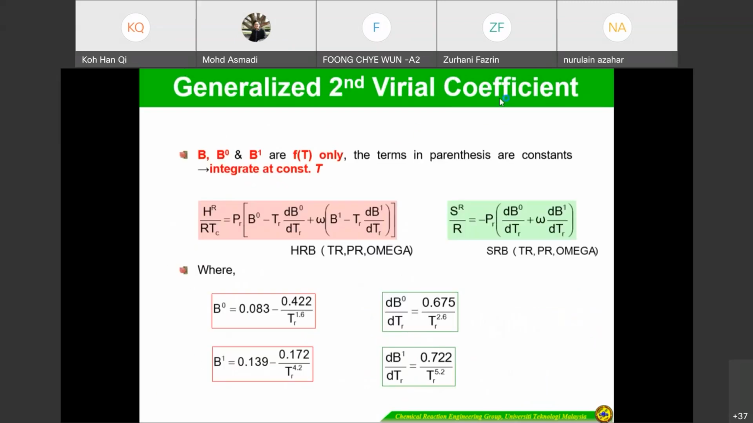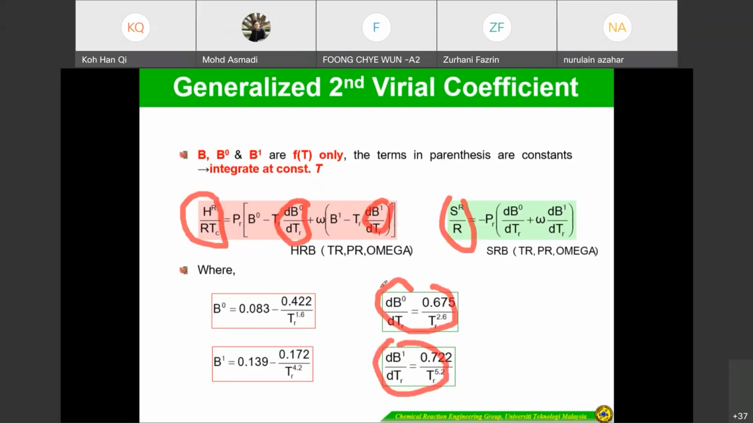What you have to do, if you want to determine HR or SR, is just determine dB0 divided by dTR and dB1 divided by dTR. What is dB prime? This is dB prime, and this is dB0, B0 and B prime. Just use the equation and you can get the answer. Similarly for SR. If your pressure is just around 20 bar, you can use this virial coefficient. This is the simplest equation that you can use.